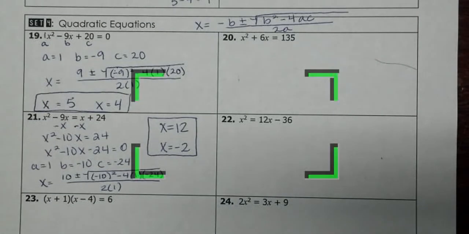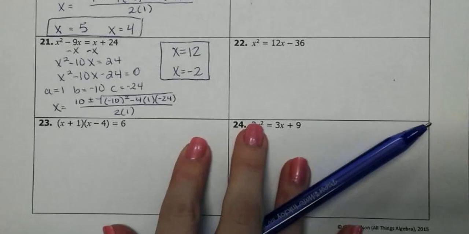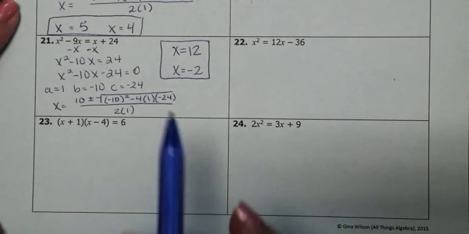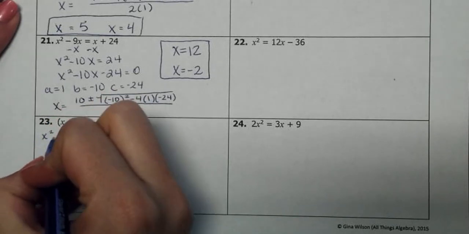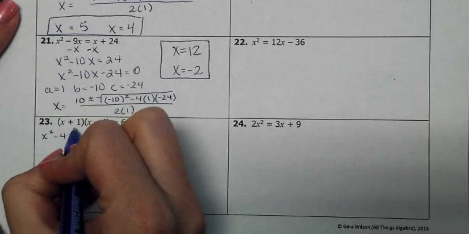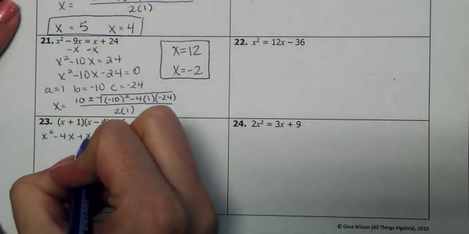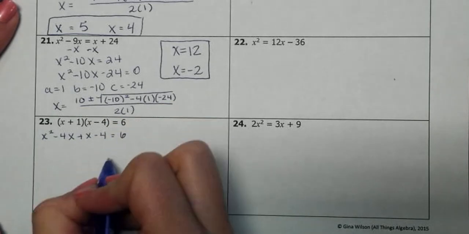Okay, so the next one, actually, number 23. You actually have to FOIL before you do anything. So I'm going to help you set it up, but then you're going to solve it on your own. So you're going to FOIL first. First would give you x squared. The outer would give you negative 4x. The inner would give you positive x. And the last would give you negative 4. So combine your like terms.